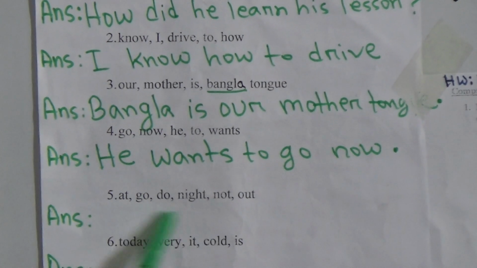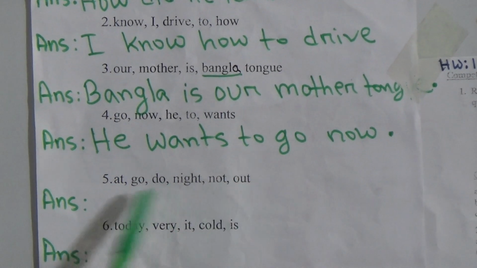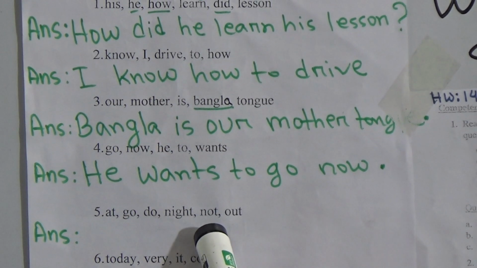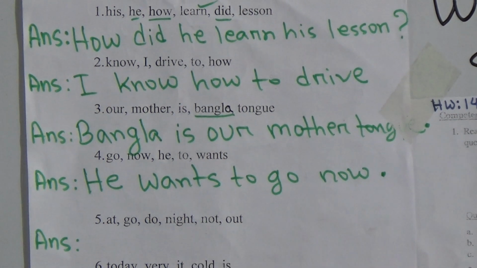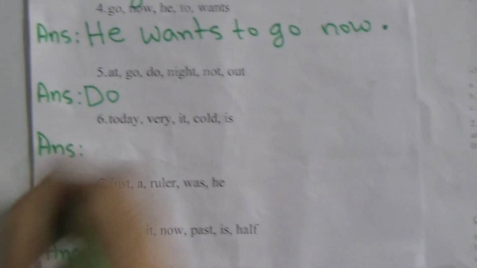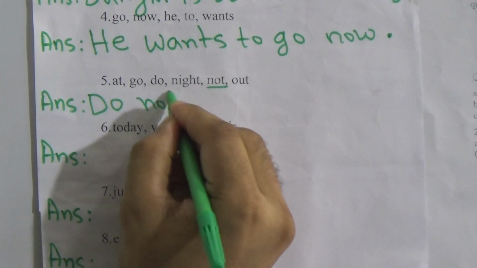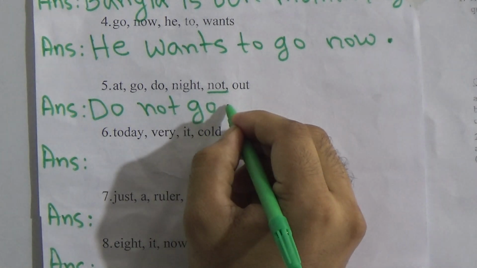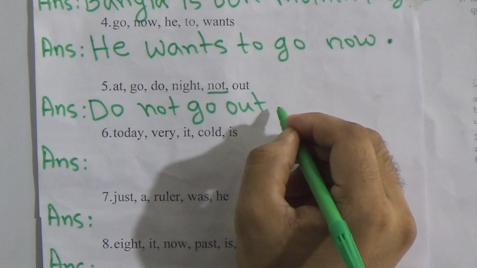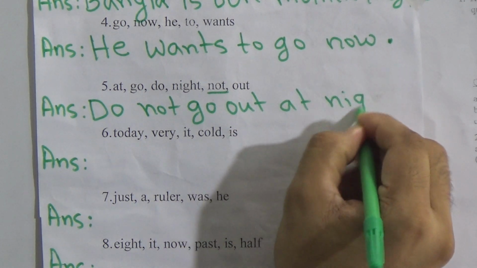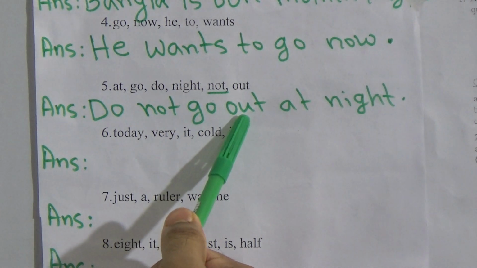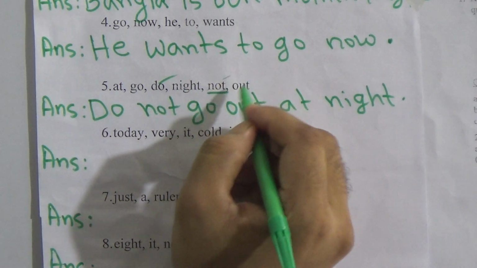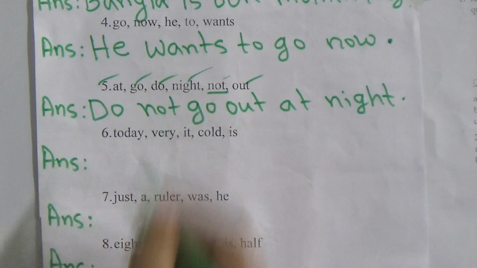Okay, then number 5: add, go, do, night, not, out. Here there is not any subject given, so we must remember that if there is no subject given, then the sentence should be an imperative sentence. So write here, do, then the negative word not, do not, then write the main verb go. Do not go where? Out. Do not go out when? At night. It's our imperative sentence. Do not go out at night. All words are selected here.